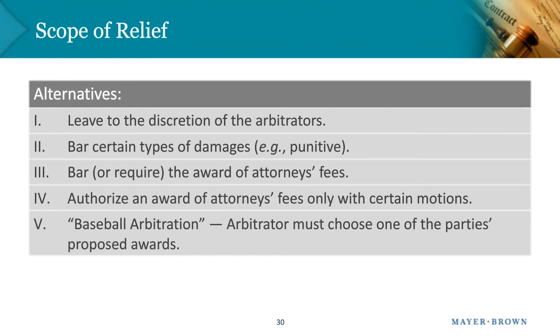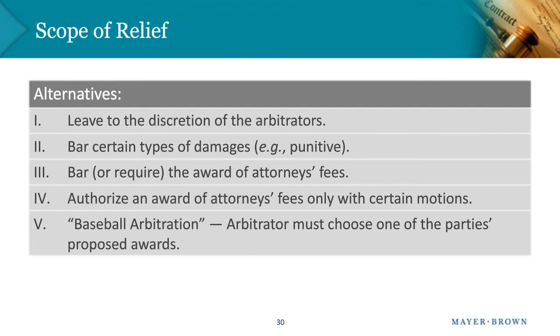One alternative is to leave the scope of relief to the discretion of the arbitrators. Another option is to bar certain types of damages, such as punitive damages. A third option is to bar or require the award of attorney's fees. A fourth option is to authorize an award of attorney's fees only with certain types of motions. For example, a motion challenging the award or seeking to vacate the award may include a fee-shifting provision.